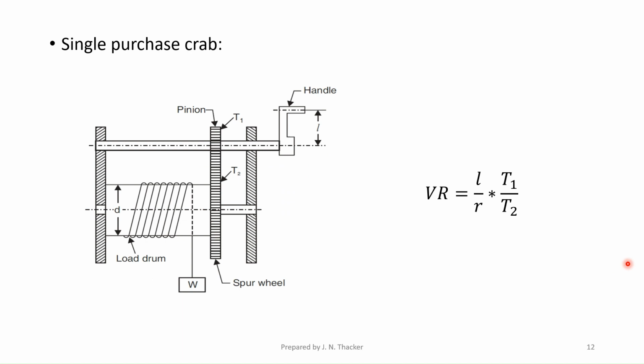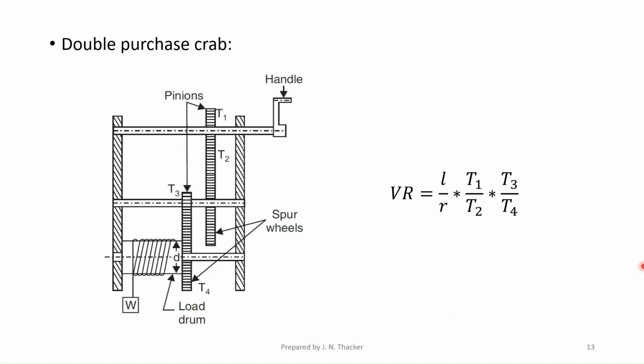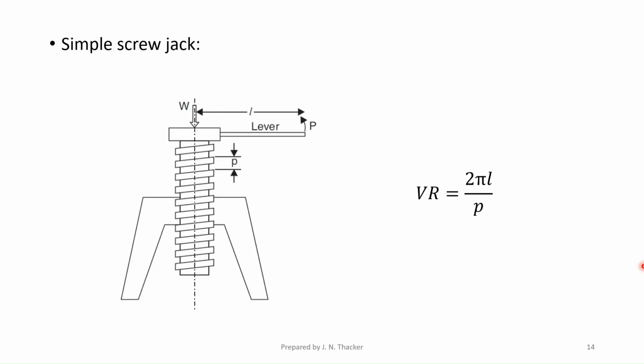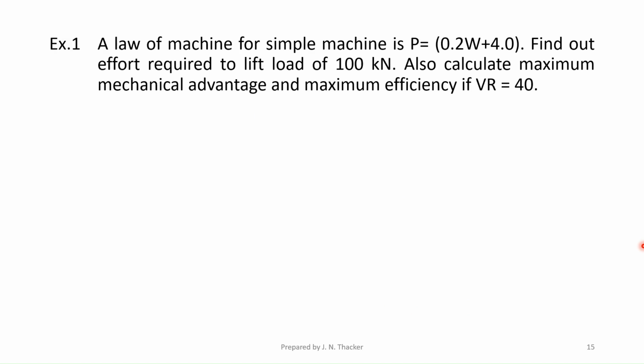Next is single purchase crab. Here velocity ratio is L by R into T1 by T2. Right, T1 and T2 are the number of teeth on this pinion and spur wheel. Right. Next, double purchase crab. VR is L by R into T1 by T2 into T3 by T4. Next is simple screw jack, where velocity ratio is 2 pi L divided by P. P is pitch of the screw. Right? P is pitch here. So now let us consider some examples.